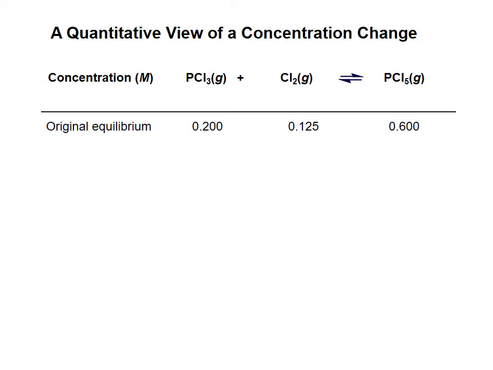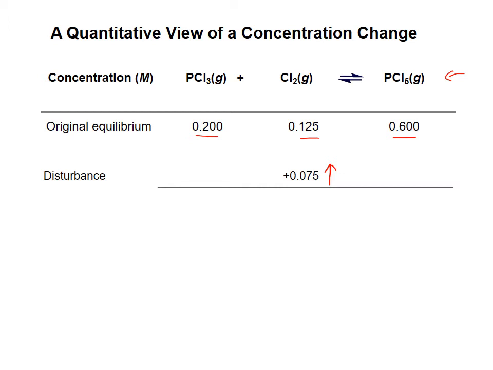Let's do some quantitative calculation to show the Le Châtelier principle. Let's use this reaction as an example. Initially, we have a mixture that has already reached equilibrium. So this is an equilibrium concentration mixture. Now we have a disturbance. Some chlorine is added, 0.075. Now after the disturbance is added, the reaction will shift direction until it reaches equilibrium.